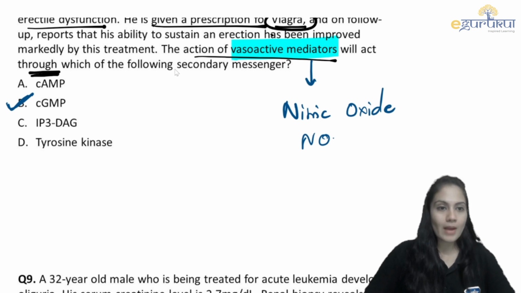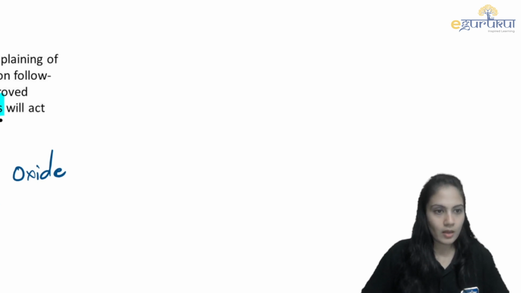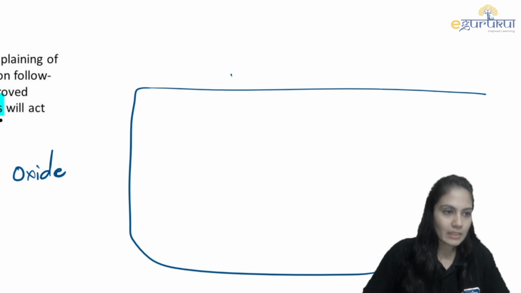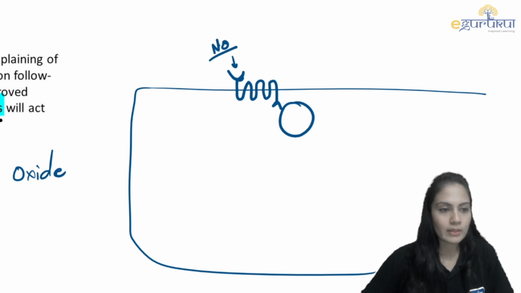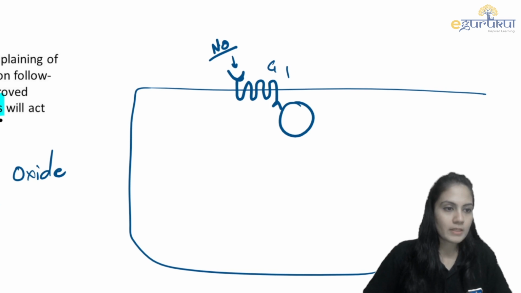So again, this is going to act through the GPCR protein, right? Say this is the cell membrane, and suppose over here somewhere you have the seven transmembrane segments, 1 2 3 4 5 6 7. So this is the G protein receptor, let's say. This NO will act on this, and it is going to activate this G protein coupled receptor, or we can say GPCR protein.